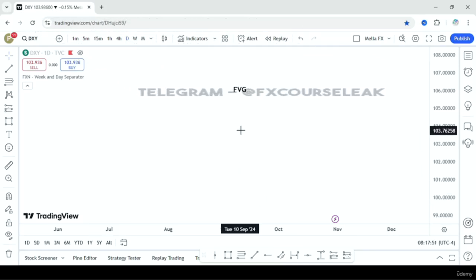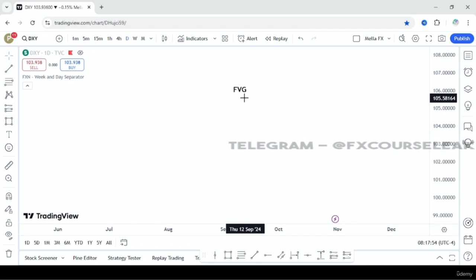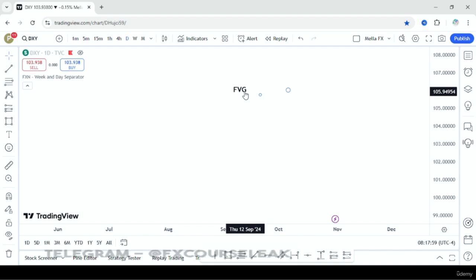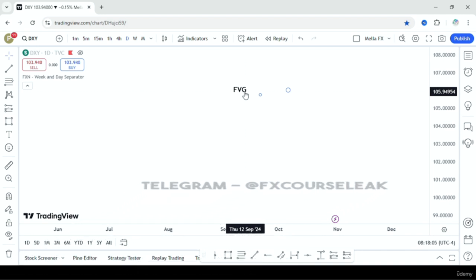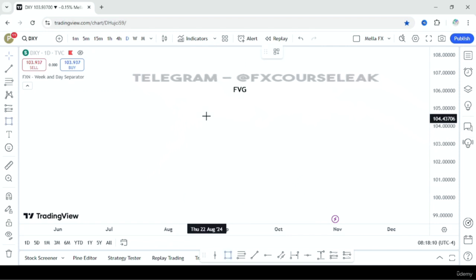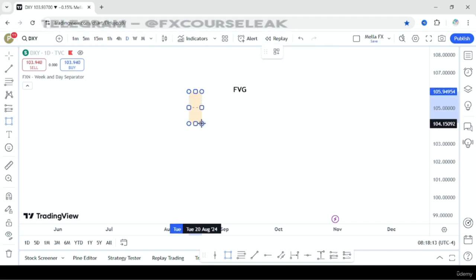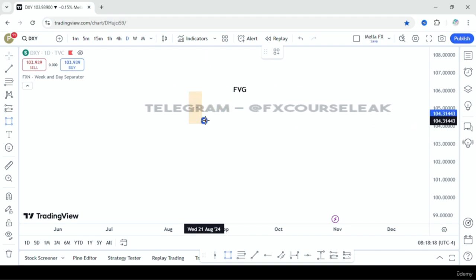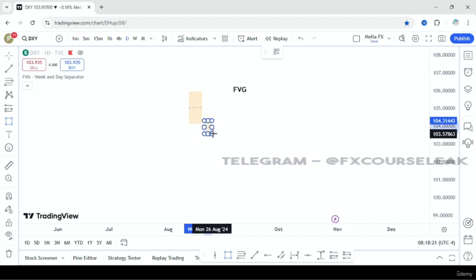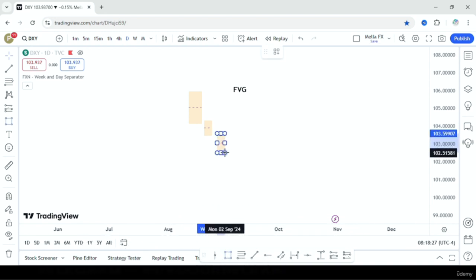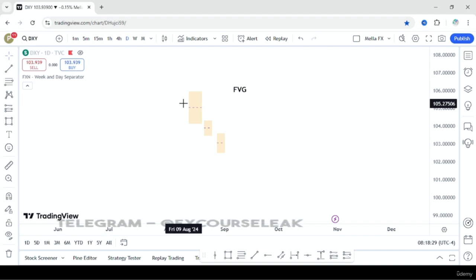In this lesson, we'll be discussing the fair value gap. So, in short, an FVG. A fair value gap is a price inefficiency, or we can also say an imbalance. And generally, it's when we have, for example, 3 candles, and these candles leave a gap, a price that shows inefficiency.